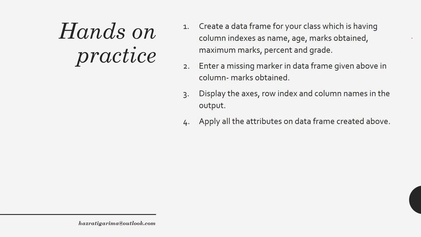Create a data frame for your class which has column indexes as name, age, marks obtained, maximum marks, percent and grade. After that you have to enter a missing marker in the data frame. While creating a data frame, as I told you in the earlier example, you can directly enter the missing marker, that is NaN. After that you can display the axes, row index and column names in your output.